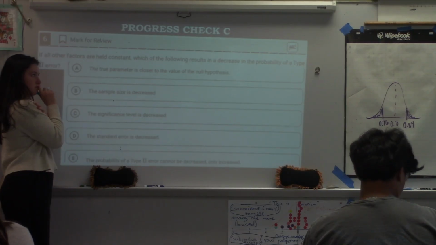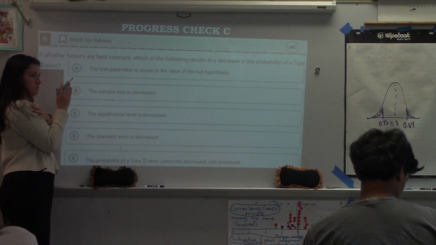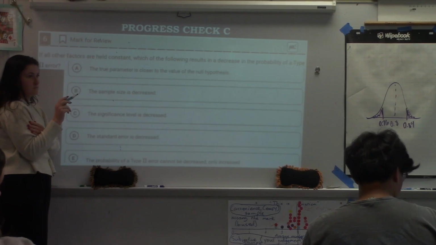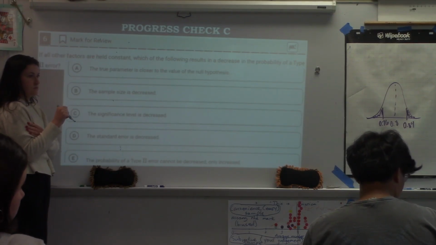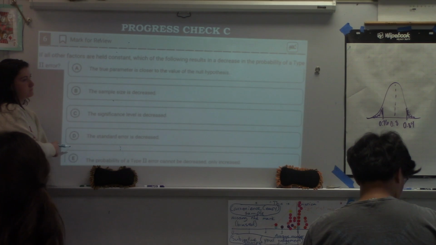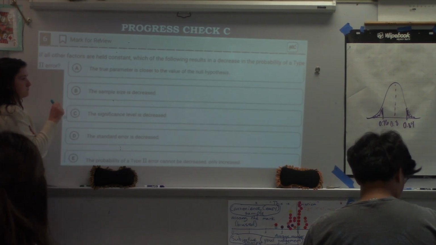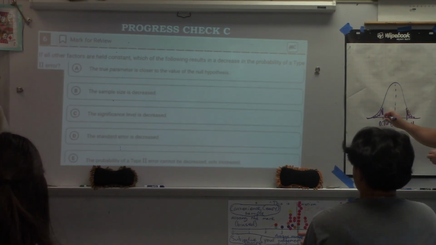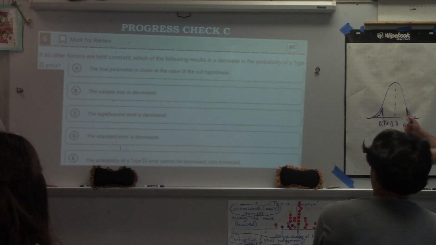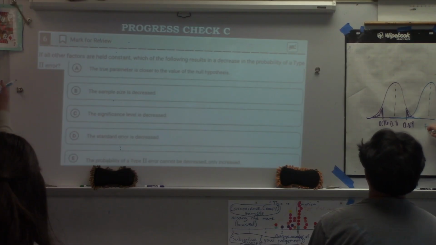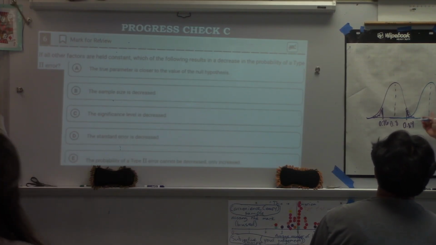If the true parameter is close to the value of the null, what is a type 2 error? False negative. So you fail to reject when the alternative is true. If the true parameter is close to the value, that's going to increase the probability of type 2 error, right? This was weird. This is what I was looking at earlier. If this is the truth over here, is that going to make it easy or hard to reject the null?